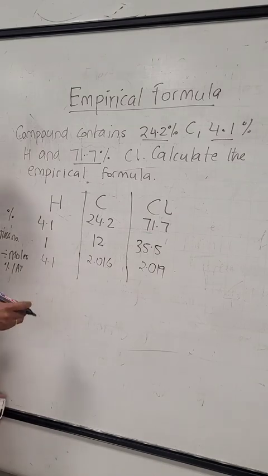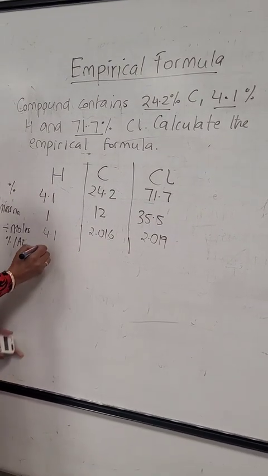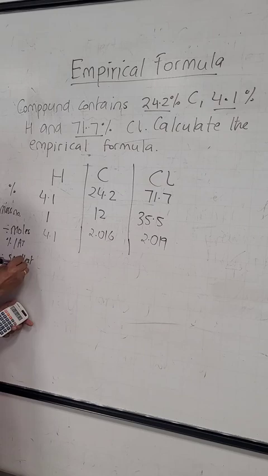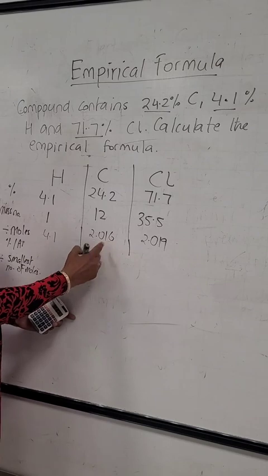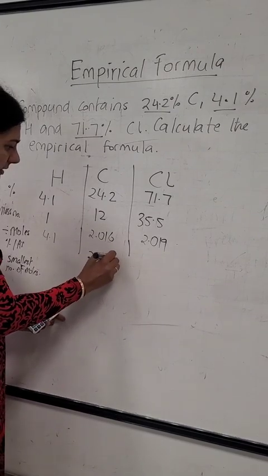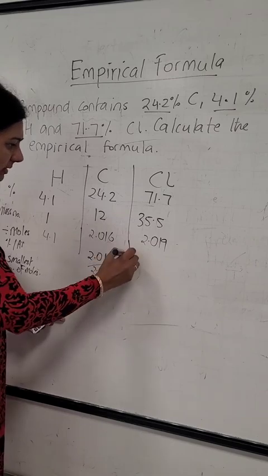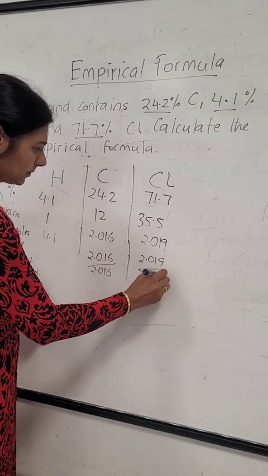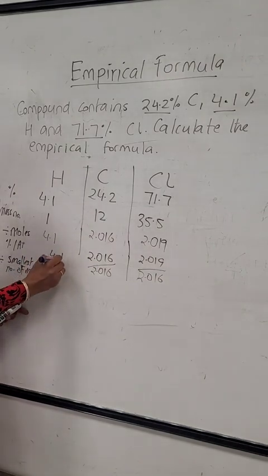Now what you need to do is look at the ratios and divide by the smallest number of moles. If you look at the smallest number of moles, this is the smallest, so we're going to divide by that. We do 2.019 divided by the smallest number again, and here we do 4.1 divided by that number.